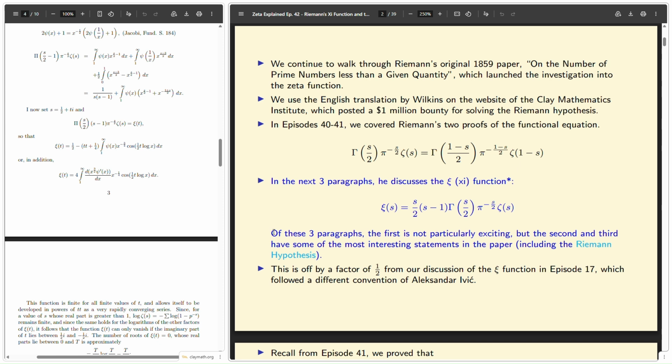And I'll note that the structure of today's video is, of these three paragraphs that we're covering, the first one is not very exciting. So most of our time is going to be spent on the second and third of these paragraphs. And these are the kind of two of the most interesting paragraphs in the entire paper.